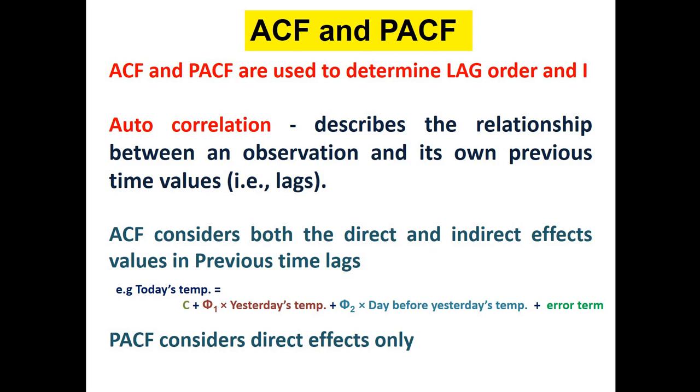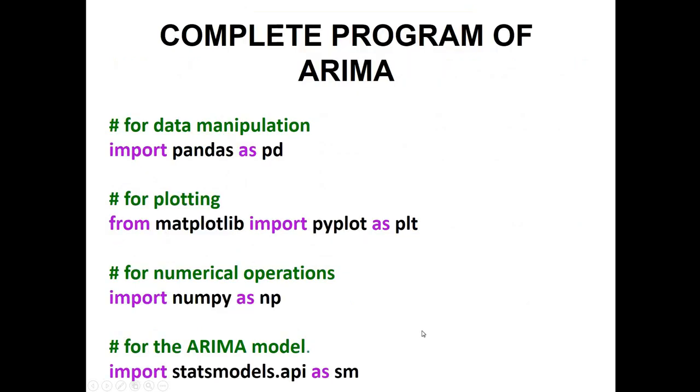The autocorrelation describes the relationship between the observation and the past values, that is, the lag. Now, the ACF considers both the direct and indirect effects of the values in previous time lags. For example, today's temperature is dependent on yesterday's temperature and therefore on the day before yesterday's temperature. Then the ACF considers the direct and indirect effects. Suppose today's temperature is only dependent on the temperature from the day before yesterday, then you have to consider the PACF, which considers only the direct effects.